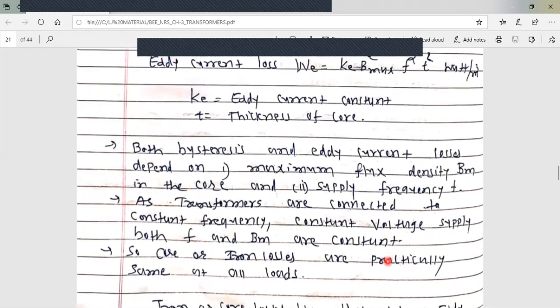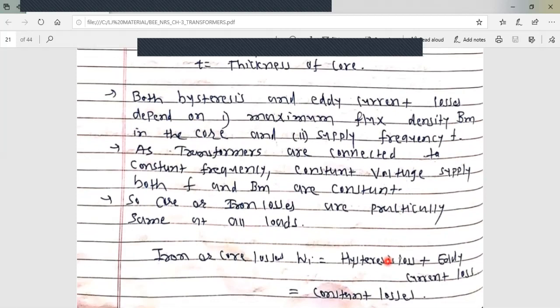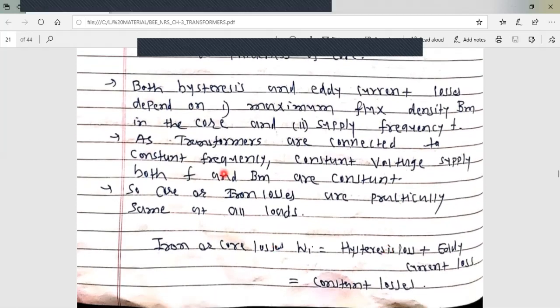Now we will discuss the second loss. Here you can see that all transformers are connected to a constant frequency, constant voltage supply. So core or iron losses are practically the same at all loads. Core or iron loss is nothing but the addition of hysteresis loss plus eddy current loss, and it is also known as constant loss.